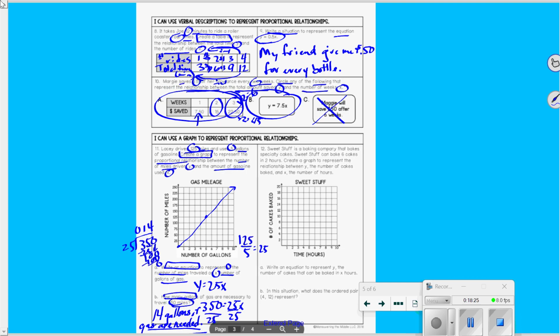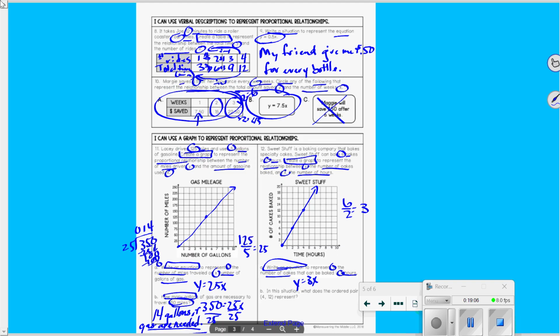Sweet stuff. They bake specialty cakes. They bake 6 cakes in 2 hours. Create a graph to represent the relationship between Y, the number of cakes, and X, the number of hours. So they gave me 6 cakes in 2 hours. So I know it's going to start here. We do know it's proportional, meaning it's going to go through 0, 0. Now I can go up, use my ruler, draw my line. It should look something like this. Write an equation to represent Y, the number of cakes that can be baked in X hours. So I have 6 cakes in 2 hours equals 3, so that's my K value. Y equals 3x would be my equation.